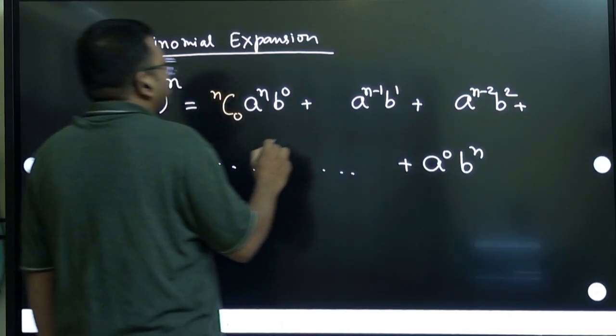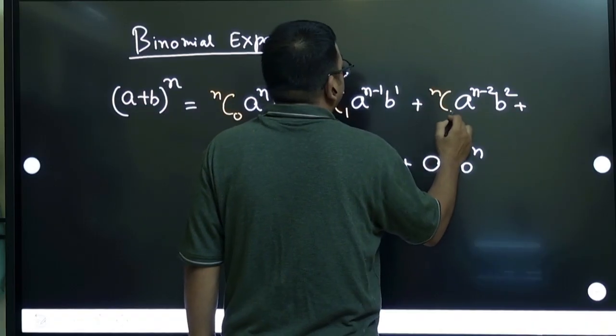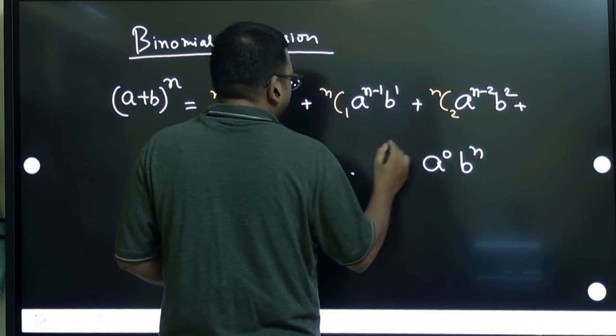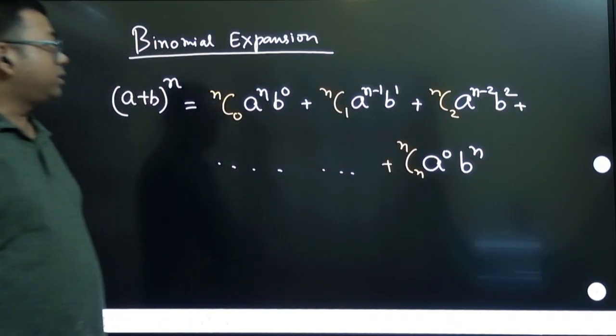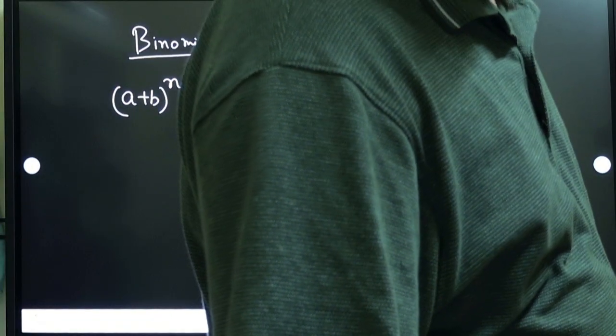nC0, nC1, nC2, like that it will go, and the last term coefficient is nCn, right? That's how it is explained. But what is nCr? That also I will explain, what is nCr.